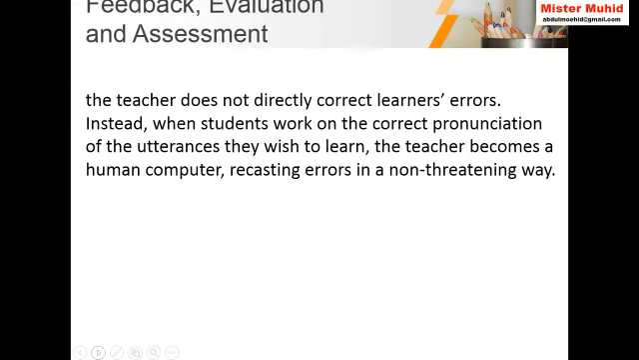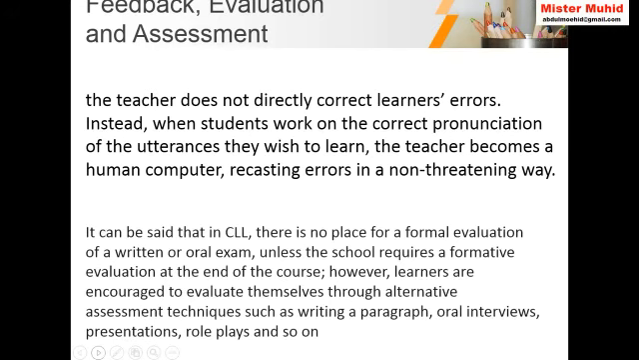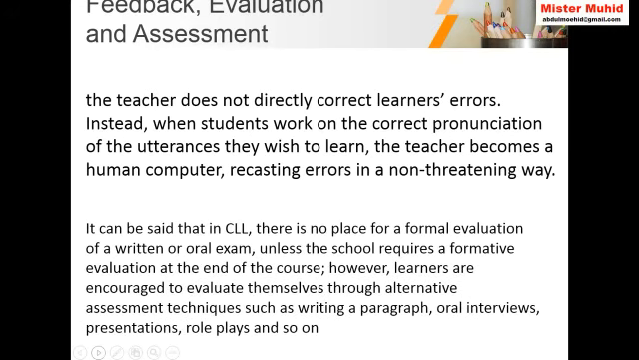When the recording is played, the teacher gives comments step by step. For example, this one sounds like "opposite", and the student says "opposite". Now this is also wrong like that, so give the feedback. It can be said that in CLL there is no place for formal evaluation of written or oral exams. It means you don't need to make any formal written or verbal test.